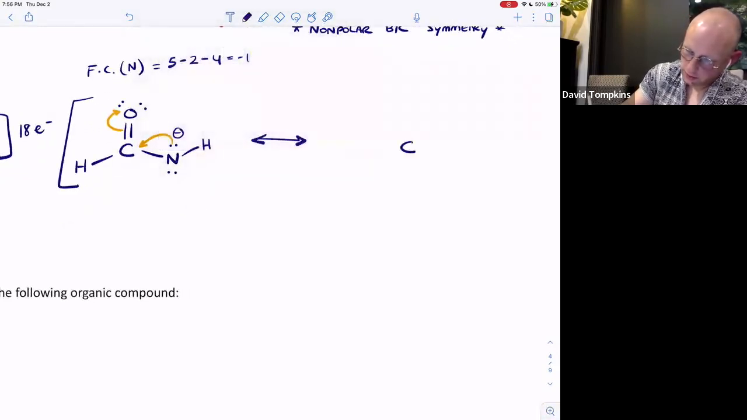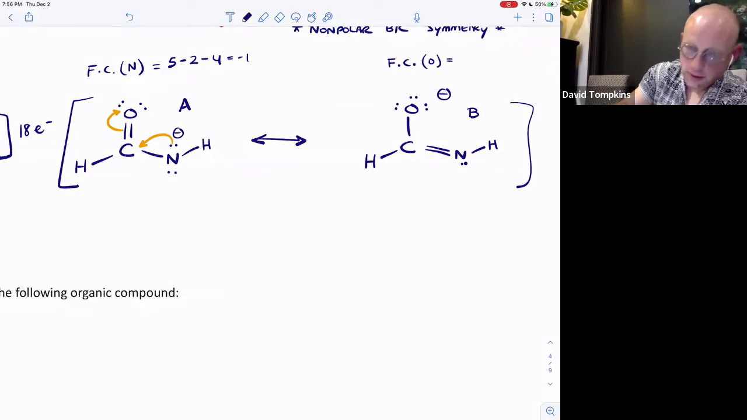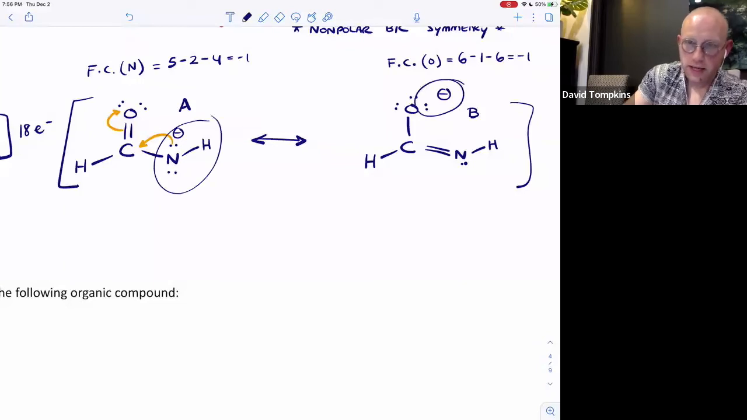I'm showing another resonance contributor here, where we have a CO single bond. The hydrogens and the sigma bonds do not change. And there's a negative charge on the oxygen. One lone pair remains on the nitrogen. So these are two resonance forms. I'm just going to give them different letters, A and B. But now the oxygen has accepted a new lone pair. And so its formal charge is 6 valence minus 1 bond minus 6 lone electrons is -1. So each of the resonance forms has a net -1 charge.